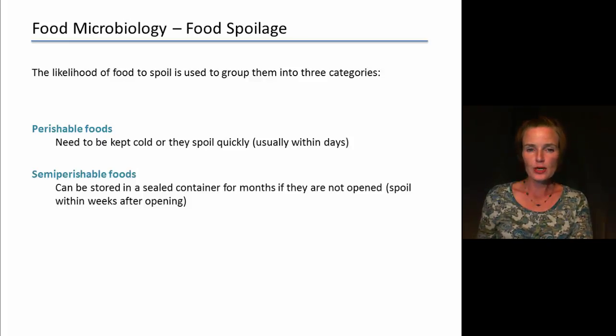Semi-perishable foods, these are going to be kind of a medium range of perishability. These can be stored in some type of sealed container for months if they're not opened. So this would include things like tomato sauces that we might have, things in a jar. But once we do open them up, they will spoil within weeks after opening. And typically we do have to refrigerate them at that point when we do open that container.